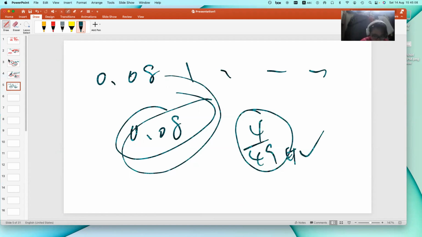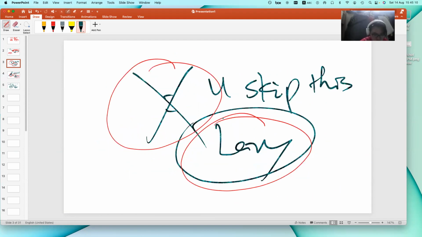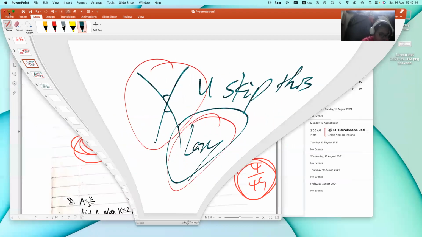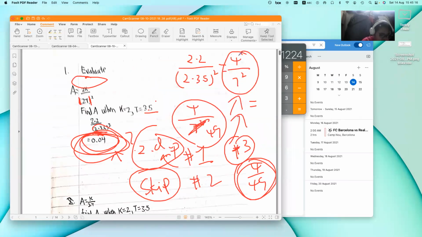And skip again. Why you skip? Lazy. Why you skip this step? Can you stop with these three attitudes? You better show me every single step. Are you clear? Yes.